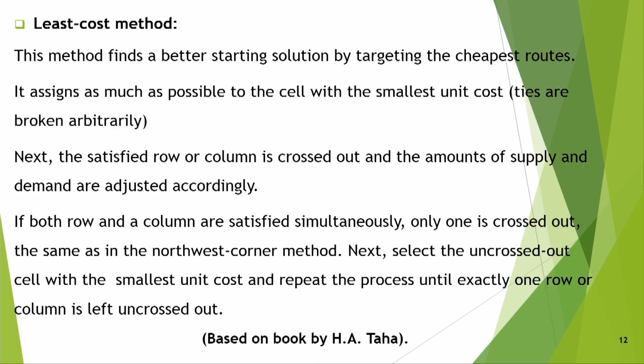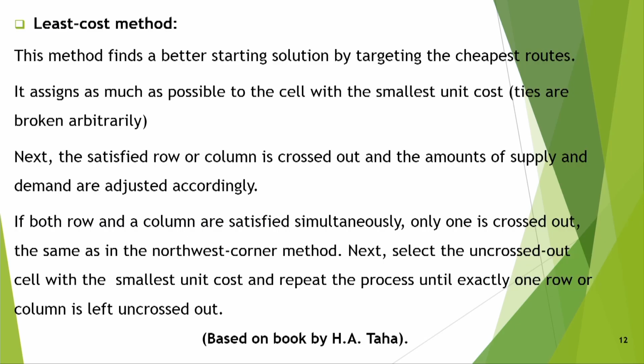But now the question is how do I put in a systematic way the algorithm. Now I am writing the algorithm based on the book of Taha. This method, the least cost method, finds a better starting solution by targeting the cheapest route. It assigns as much as possible to the cell with the smallest unit cost, and ties are broken arbitrarily. What is the meaning of that? There may be a situation that in two cells the same unit cost is there, and those are the least, then in any one you supply.